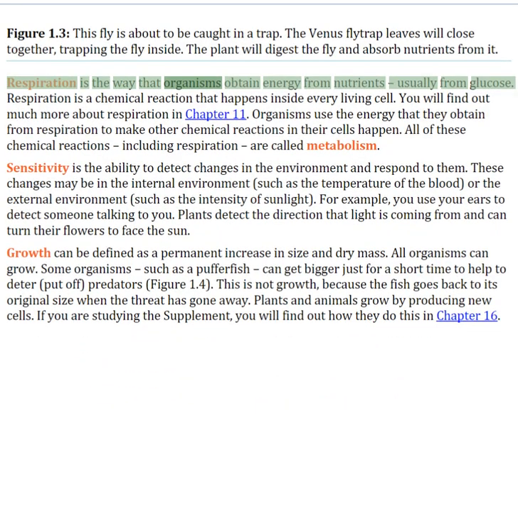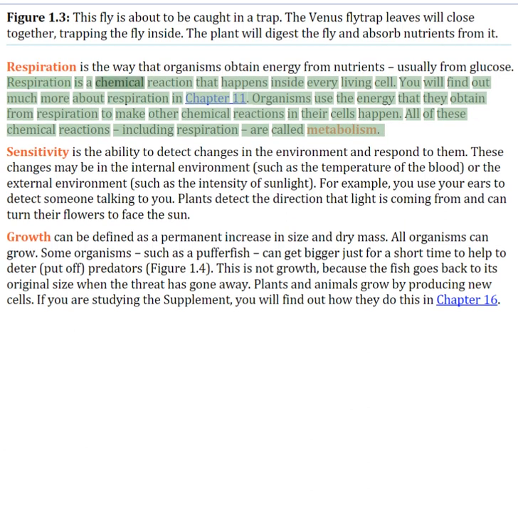Respiration is the way that organisms obtain energy from nutrients, usually from glucose. Respiration is a chemical reaction that happens inside every living cell. You will find out much more about respiration in Chapter 11. Organisms use the energy that they obtain from respiration to make other chemical reactions in their cells happen. All of these chemical reactions, including respiration, are called metabolism.